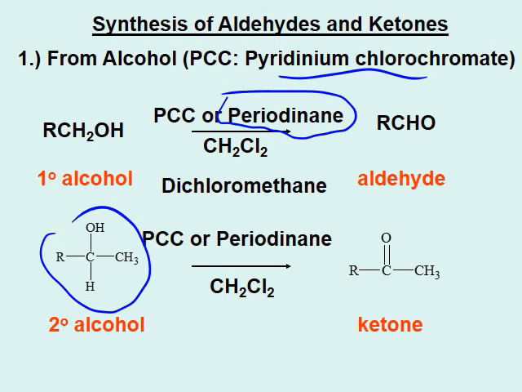So there is only one possibility here. This H would go with this H, and then there'll be a double bond formation in here, and that's what you see here, ketone formation. We discussed this reaction under alcohol.